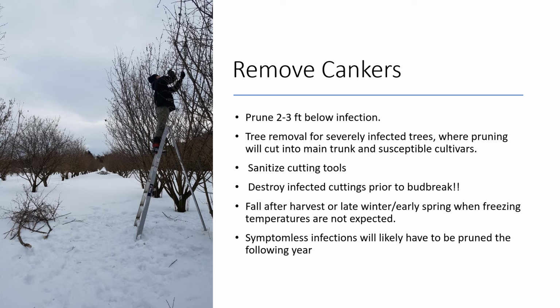That's fine in the winter, but you want those out of the orchard before bud break happens because the cankers on those cuttings can reinfect or will have live spores that could reinfect. So timing is good the fall after harvest or late winter and early spring when freezing temperatures are not expected. And just remember, though, that you're not going to remove all infections. You'll have some symptomless infections in the tree, so you'll have to be pruning those again the following year. So really, every winter, you want to be planning on pruning for Eastern Filbert Blight.